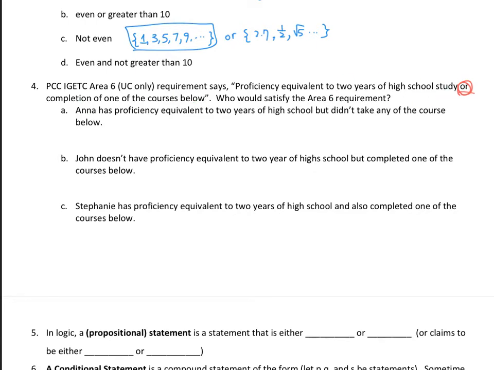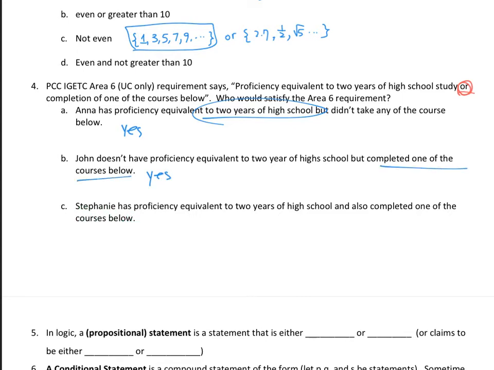So let's look at Anna. Anna has proficiency equivalent to 2 years in high school, but didn't take any courses below. Doesn't matter. She did high school, so that's yes. And John doesn't have proficiency equivalent to 2 years of high school, but he did it at PCC, so John's yes because of that.